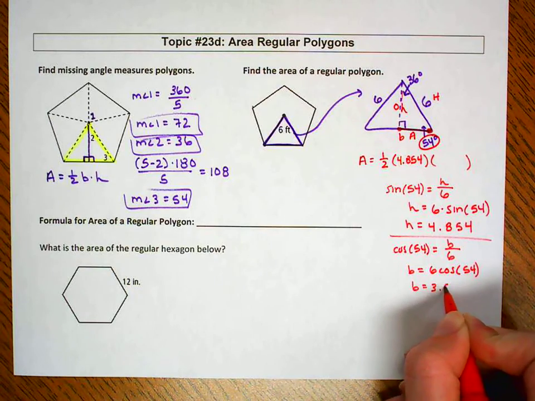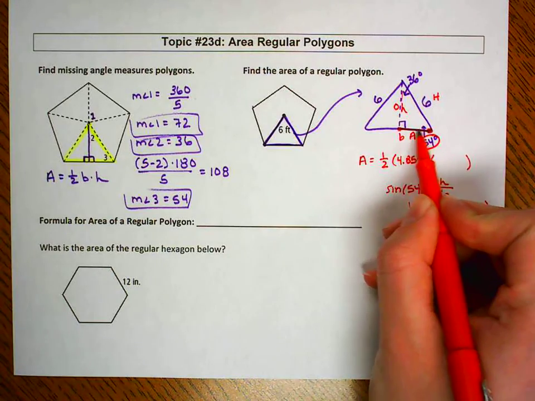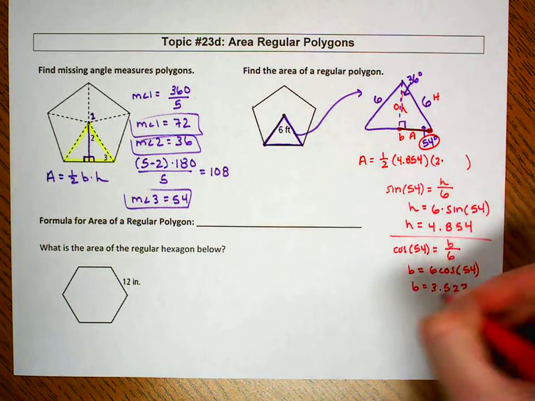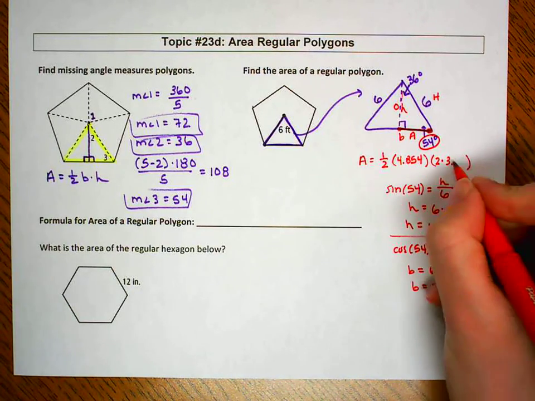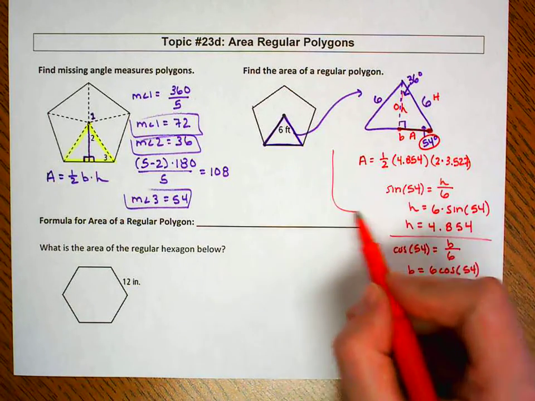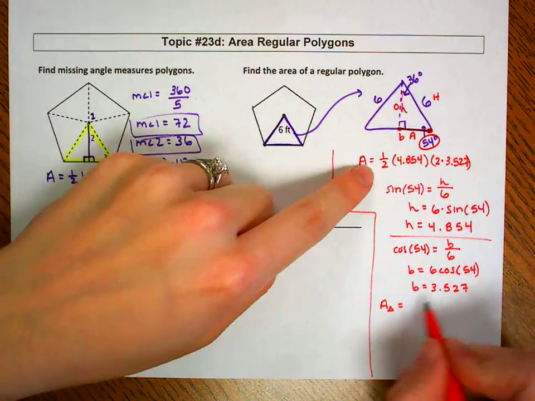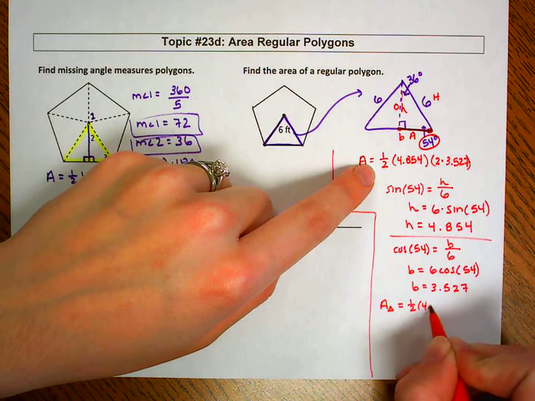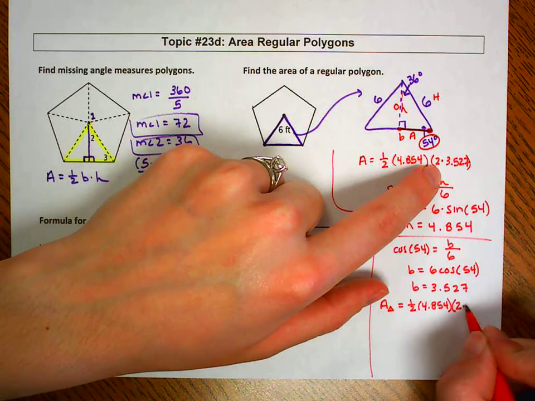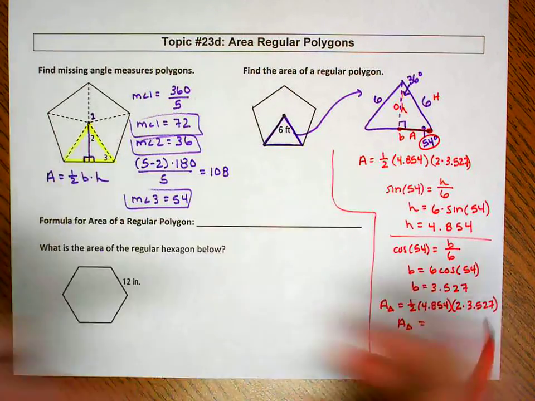So 6 times cosine of 54 is 3.527. Well, remember, that just gave me this part of my base. In order to get the whole thing, I have to double it. So it's going to be 2 times 3.527. Okay? I'm going to leave myself some room here. If I want to find the area of one triangle, now we know it's 1 half times 4.854 times 2 times 3.527.